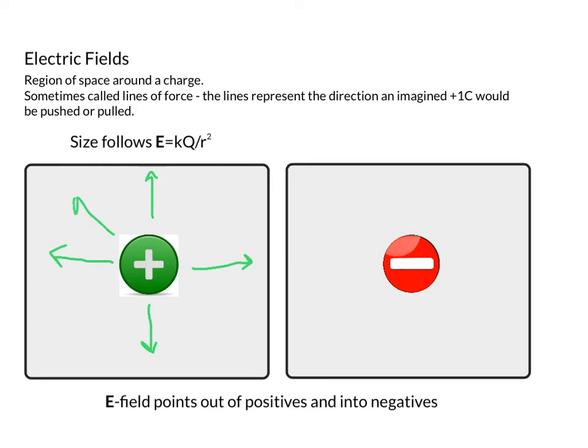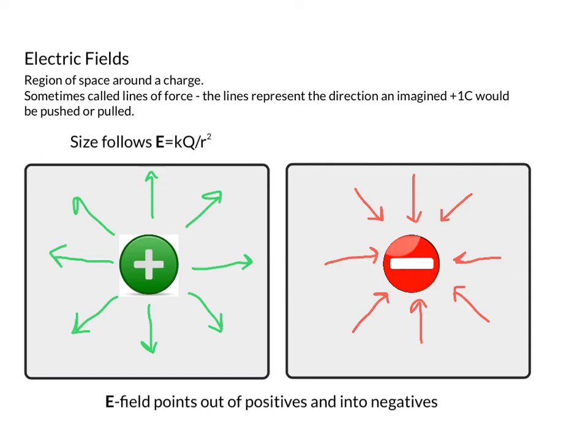No matter where we imagine a positive, if it's close to another positive, the electric field lines are always going to point away. If we have the opposite kind of charge though, if we have a negative, an imaginary positive would always get attracted towards it. No matter where we imagine a positive in the neighborhood of a negative, that imaginary positive would always get attracted towards the negative. So we say that electric field always points towards a negative.